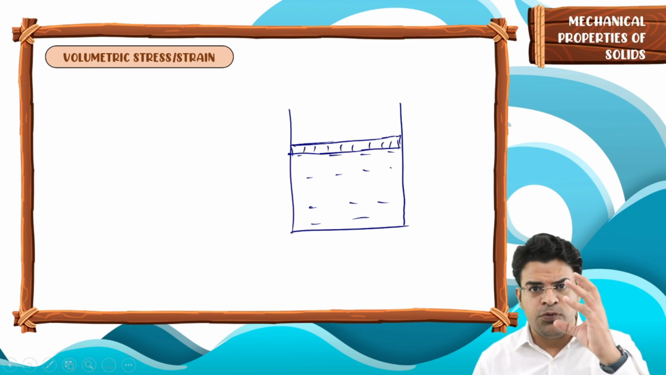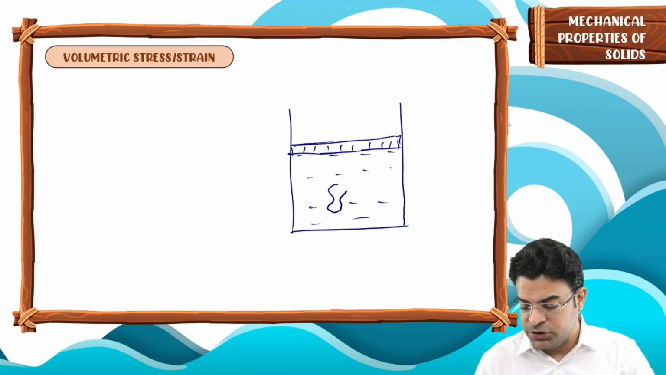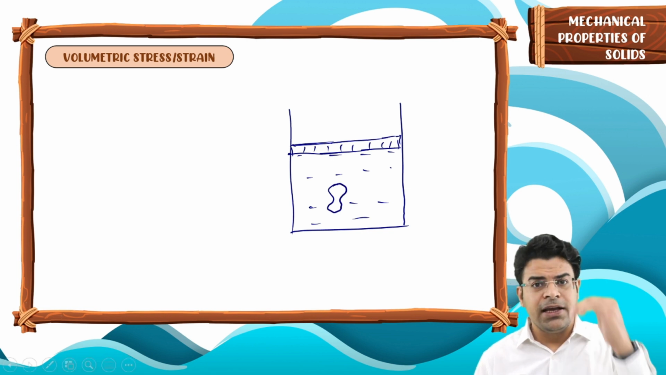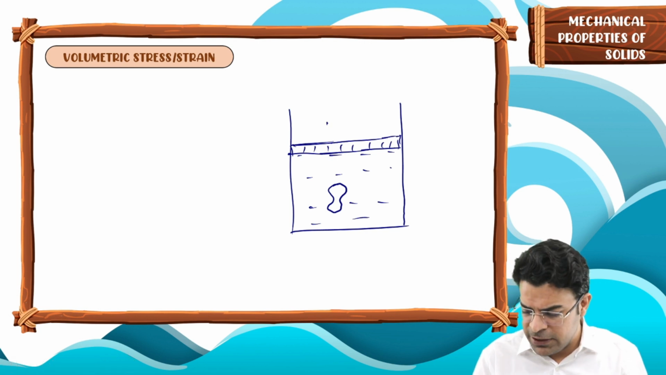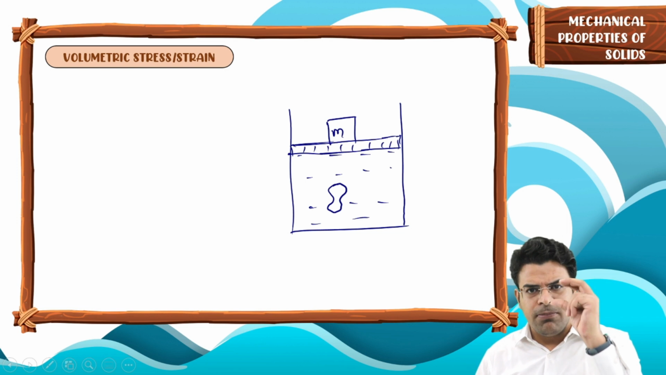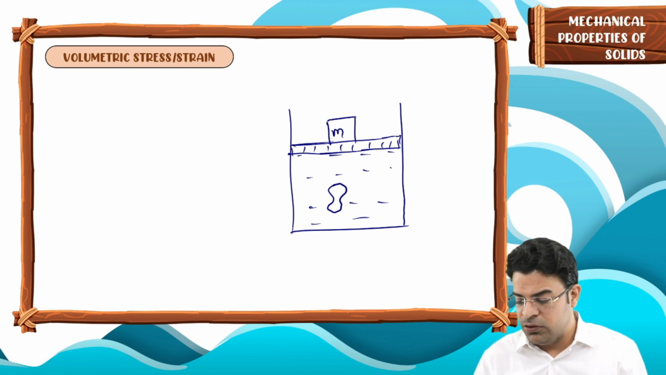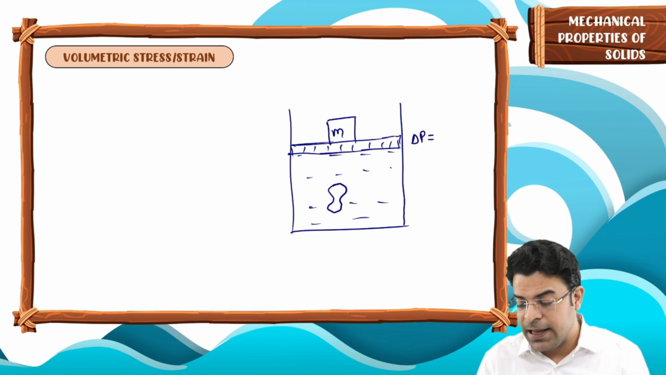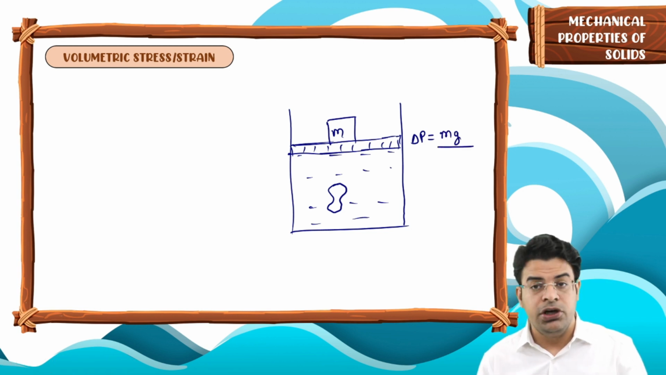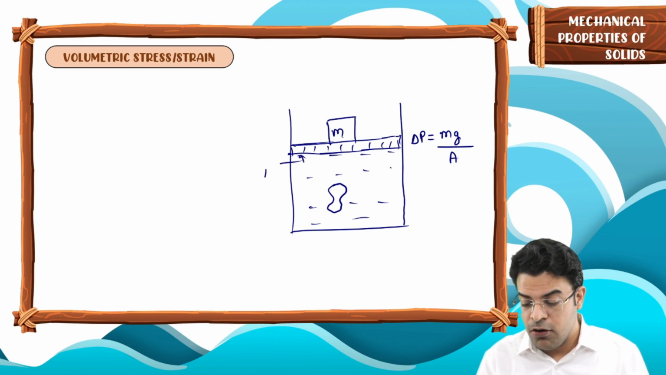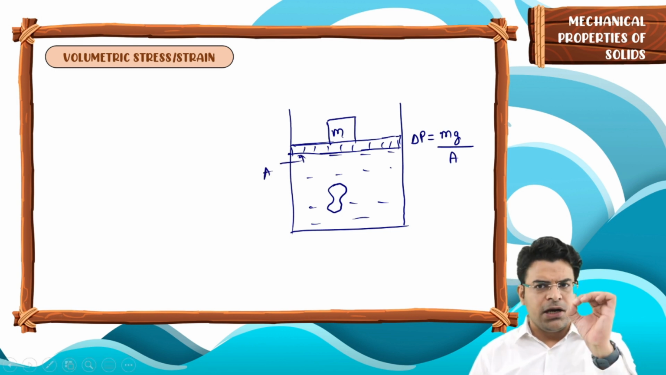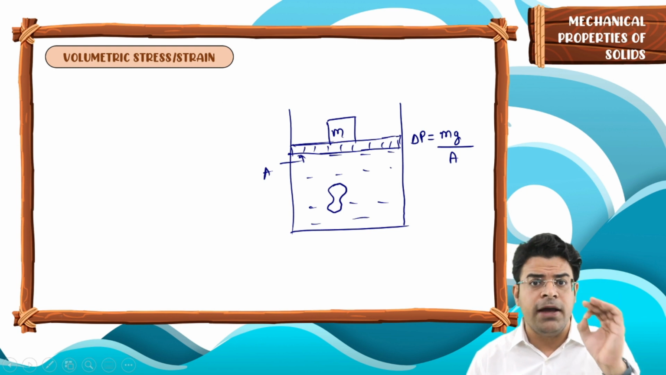And within this fluid, you have placed an object. If we increase the pressure in the fluid, how will you increase it? Just by placing a mass on the top of the piston. So when we place a mass on the top of this piston, we know that the pressure will increase by an amount equal to the excess force acting, which is mg, due to the weight of the block, divided by the cross-sectional area of this piston. So the pressure will increase by an amount mg by A.